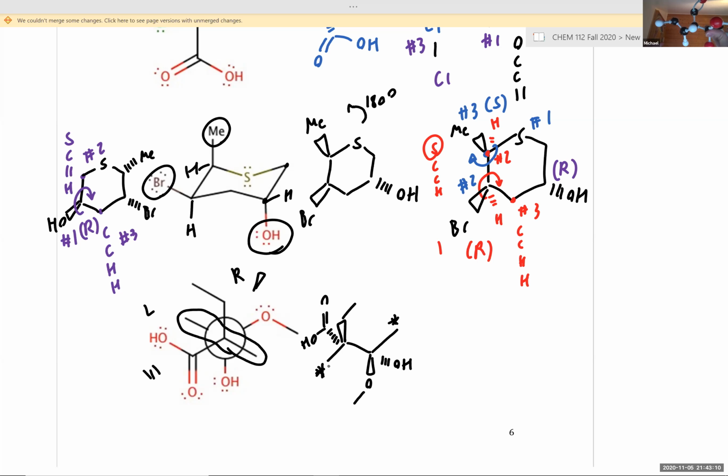Okay, now I'm not done just yet because I'm going to rotate my other methyl group so that the methyl group is in the back. So in both cases, we see that our methyl groups are now in the back. Does everyone see how our methyl groups are in the back? We can't see them anymore. Okay, so now we're going to draw out our chain.